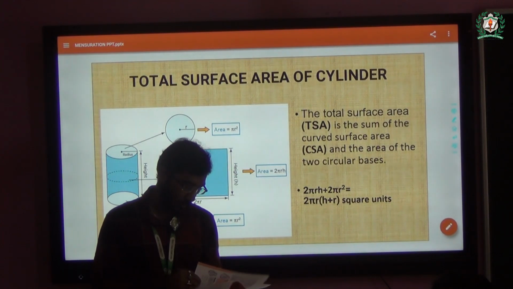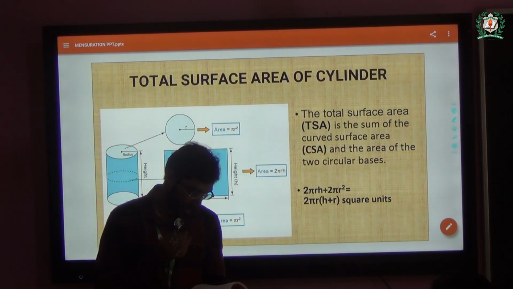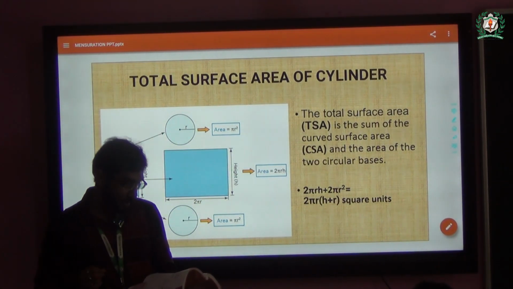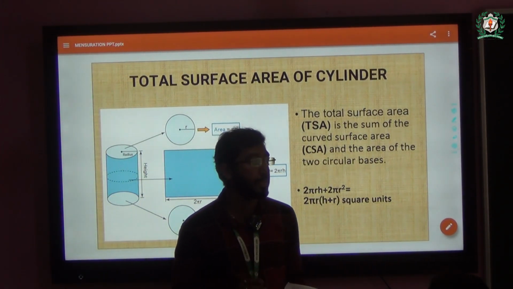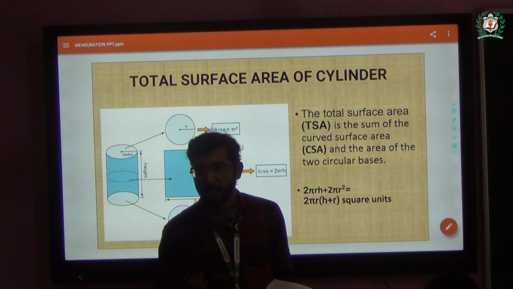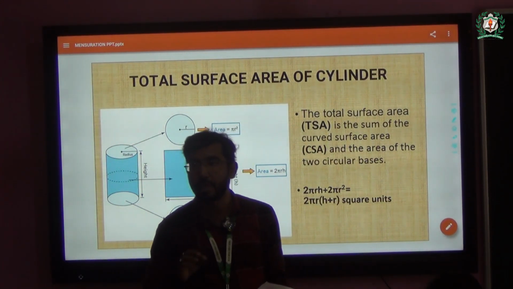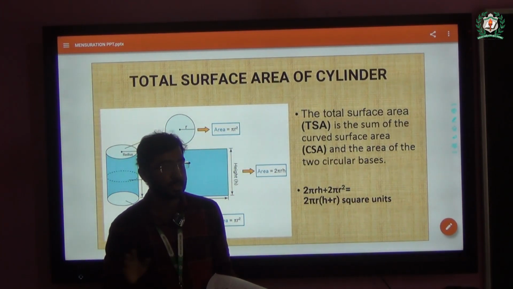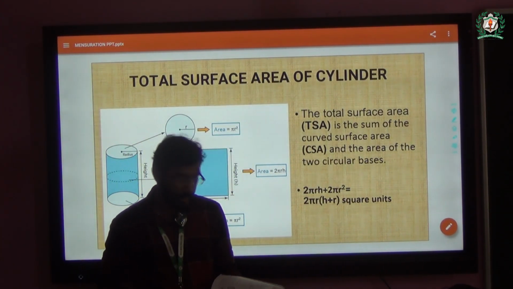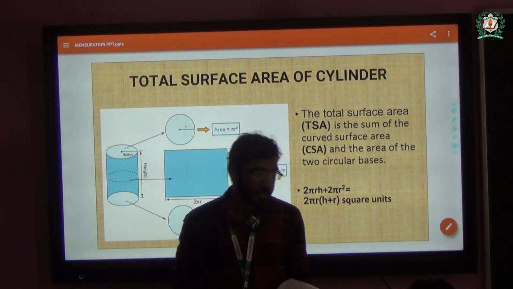One more thing, curved surface area is also termed as lateral surface area. Both are the same. Curved surface area and lateral surface area are termed the same.